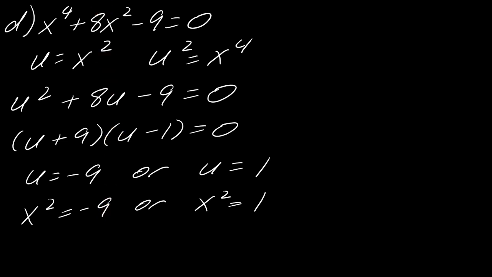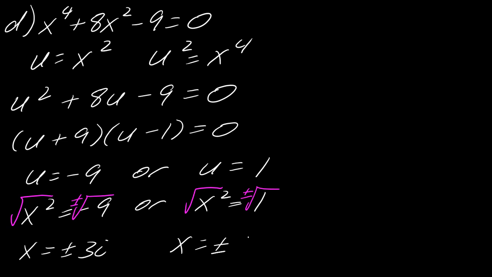So if I take the square root of each side, just think about what happens when I do this. This will just equal plus or minus 3i. You have to use an imaginary number for this. And I will include a link to a video on imaginary numbers just in case you need to brush up on that. And then for this other one, if I just take the square root, plus or minus, then I get x equals plus or minus 1. So there's still two solutions, or 4 solutions, just one of them happens to be imaginary.